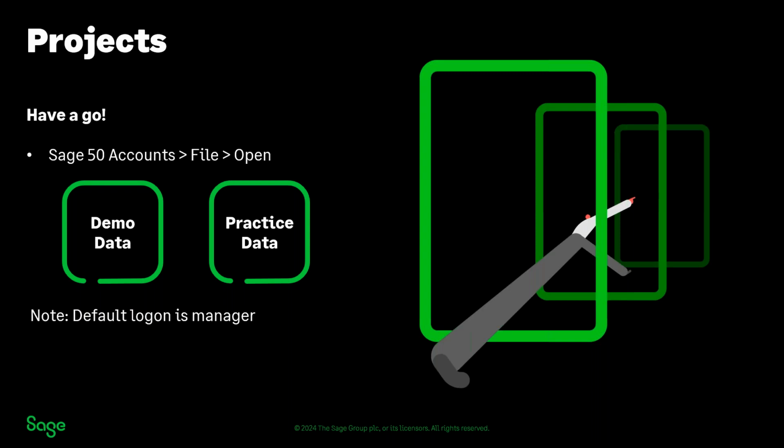To access that in your software, you just go File, Open, and then choose demo data or practice data. It means that you can have a go of the various options without keying information into your live company. So if you were one of the 62% at the beginning of the session that said, I'm not already using it, then do have a go.